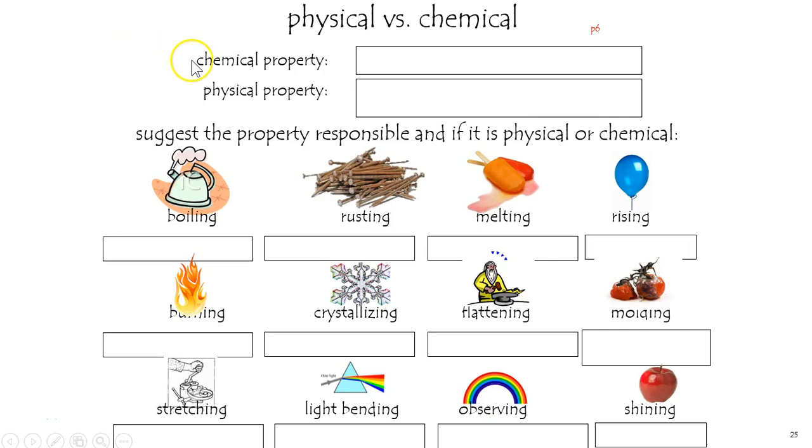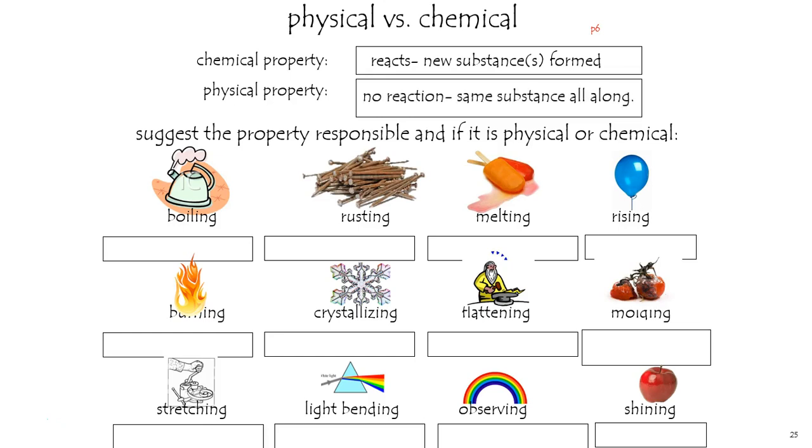Physical versus chemical properties. A chemical property is a destructive test. It turns your chemical into something else, a new substance. A physical property is non-destructive. Your substance is not destroyed.